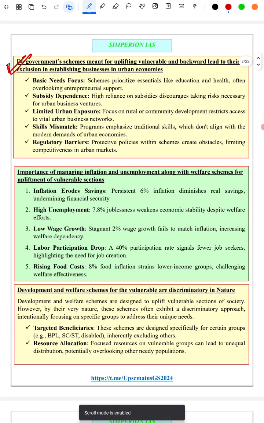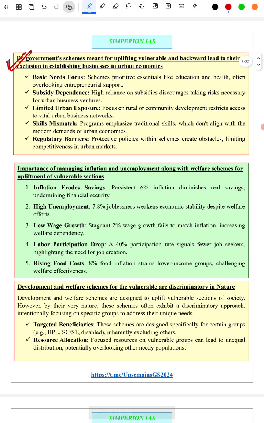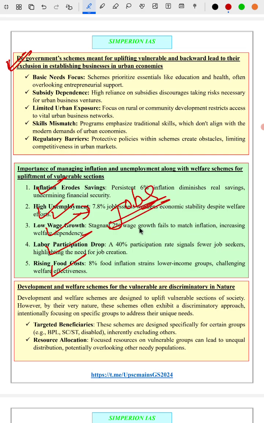Next is the importance of managing inflation and unemployment along with the welfare schemes for upliftment of vulnerable sections. See, inflation erodes the savings, and extremely high unemployment again leads to poverty, etc. Low wage growth, labor participation will drop, raising the food cost with inflation. So what is important? Not only providing the welfare schemes, it is also necessary to provide jobs for sustainable, long-term development, and also handle inflation. So this is again another PYQ question.